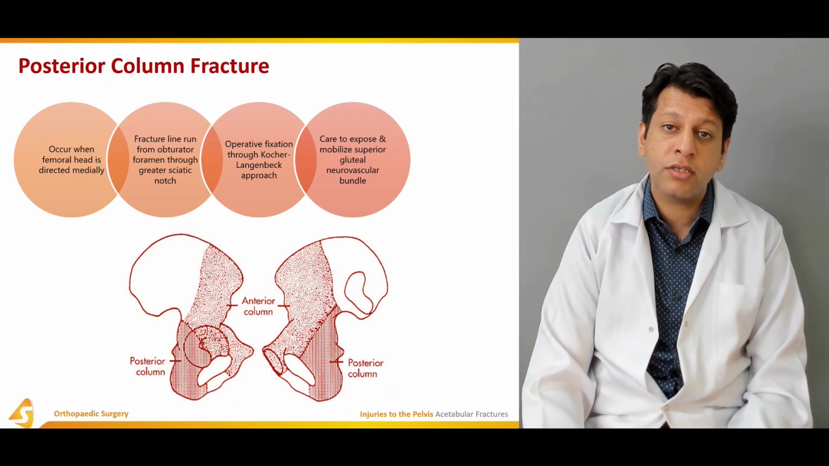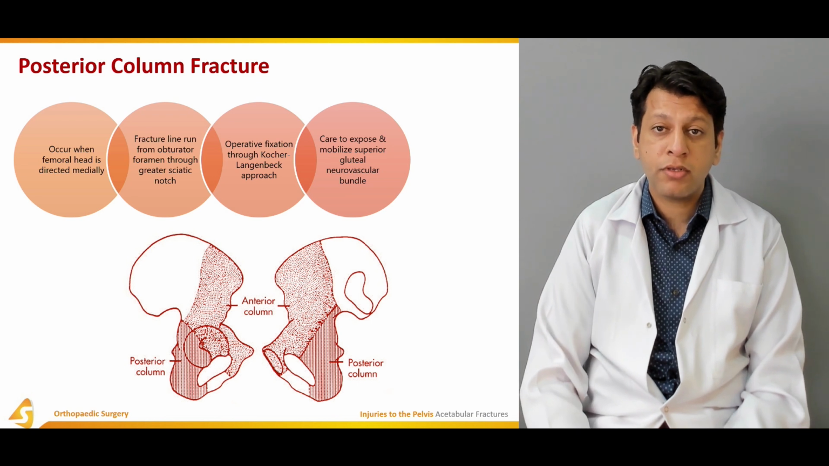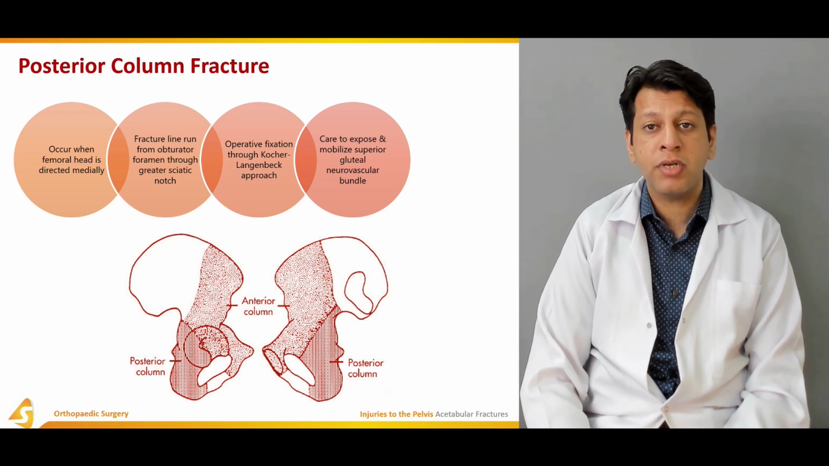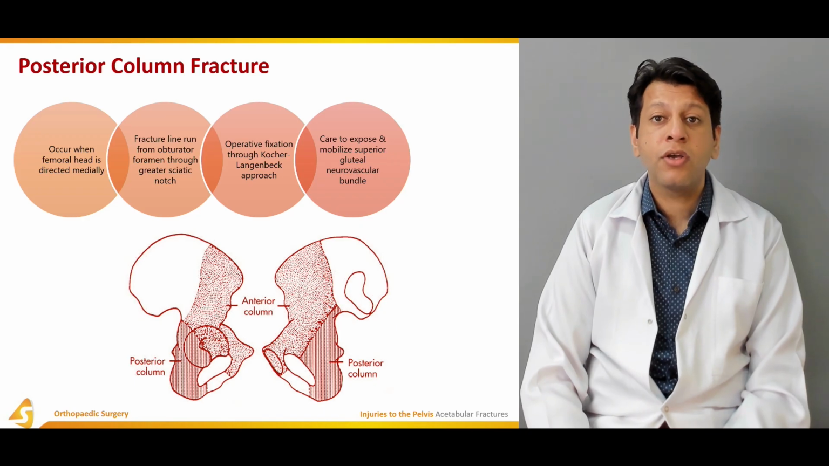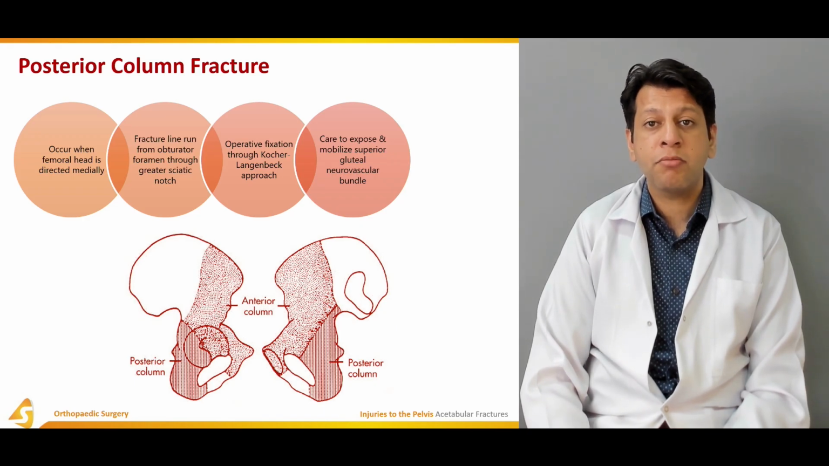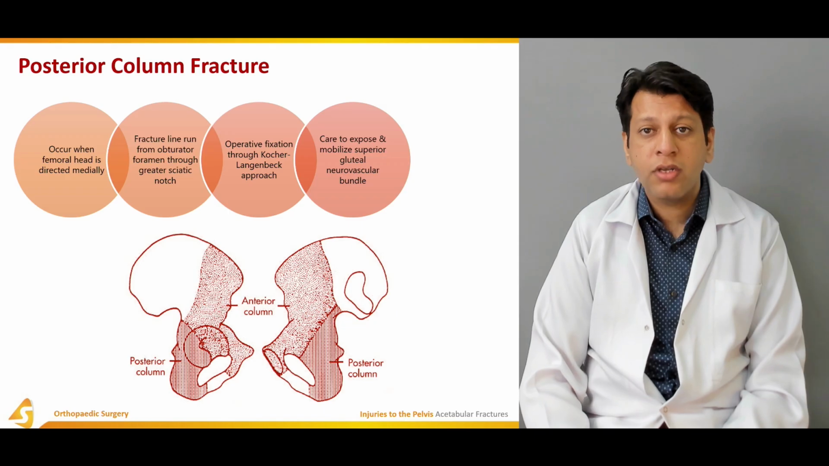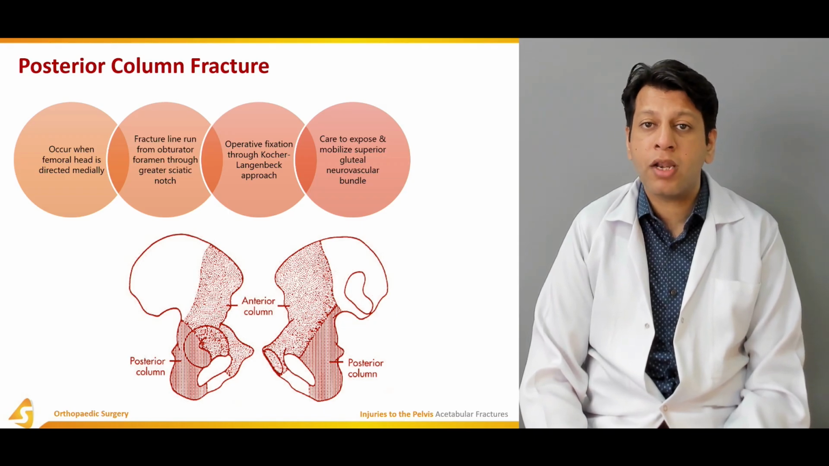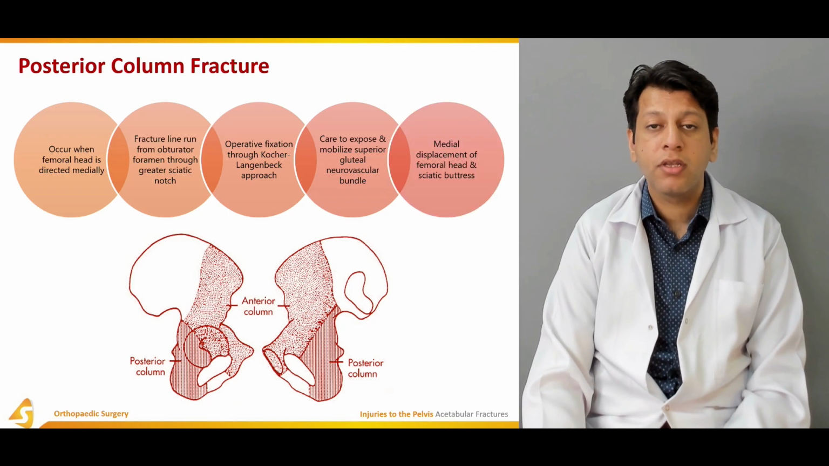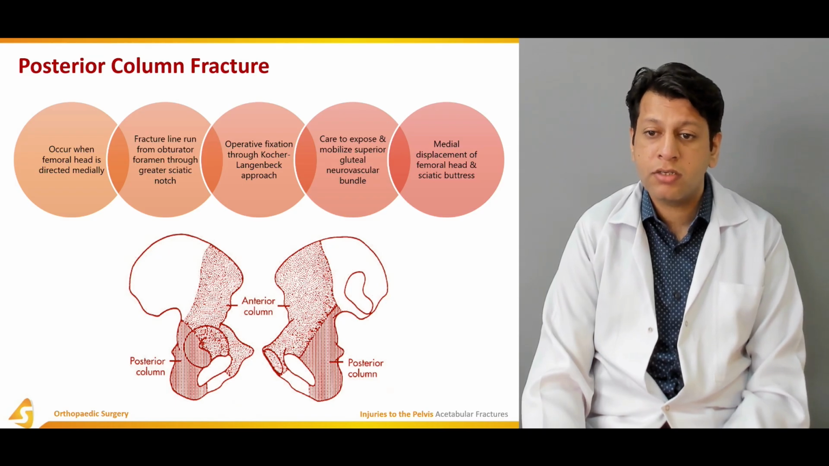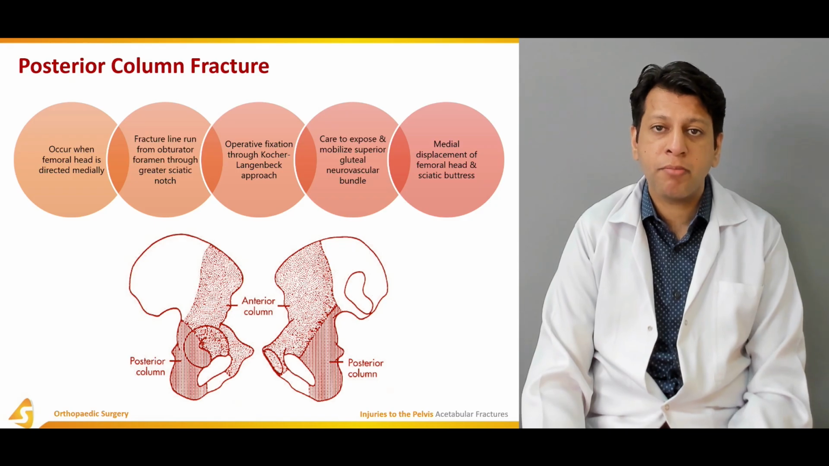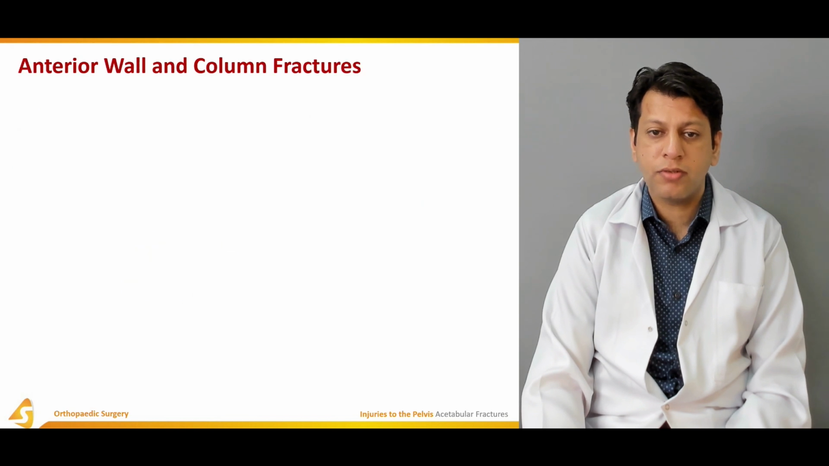What is important over here is, when we are approaching this patient, especially when the gluteus medius and maximus are retracted, usually just above 5 centimeters there is the superior gluteal artery and vein along with the superior gluteal nerve. Care has to be taken for these vessels, otherwise it will lead to paralysis of gluteus medius and minimus and eventually lead to abductor lurch. Medial displacement of the femoral head is also problematic because it can lead to sciatic nerve palsy as well.